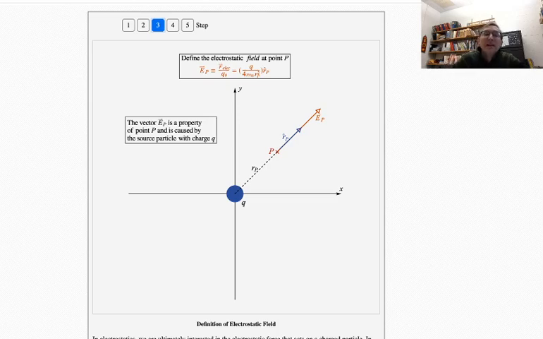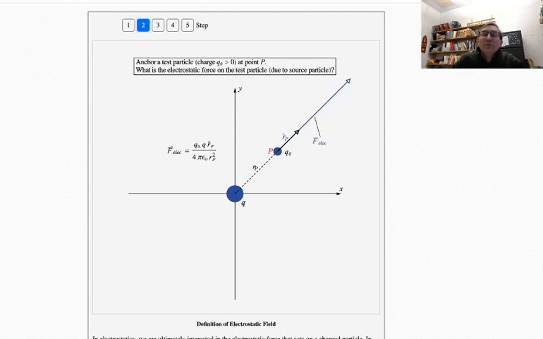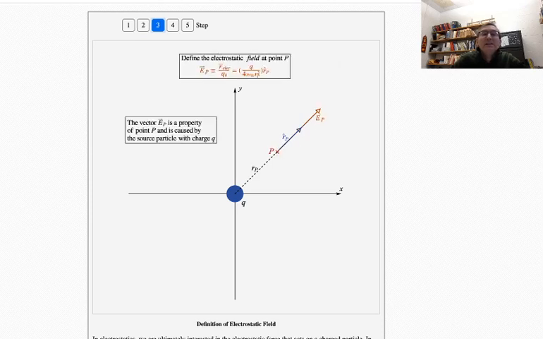And since the F electric that we just found pointed radially away from the origin in this case, and the E is F electric over Q naught, and Q naught is positive, then the E points radially away from the origin at point P. And there it is in red. Anchored at point P, that arrow is representing the electrostatic field at point P, and it points radially away from the source charge.